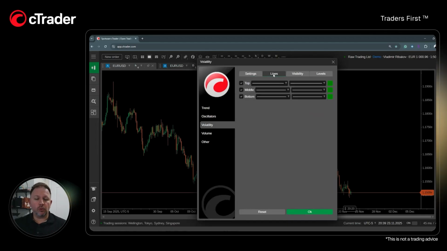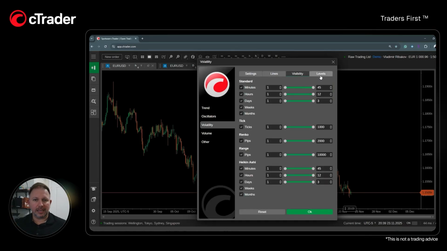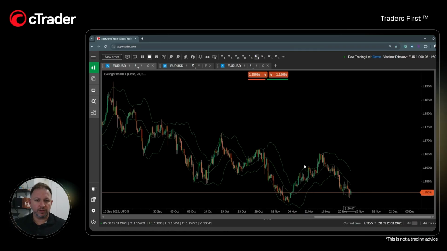You can, of course, choose the visibility, style of the lines, as well as the thickness, and you can also choose the color which you would like, visibility on what time frames and chart types it would be available, and levels if you would like to add. Click OK, you will add that to the chart, and here is the Bollinger Band.